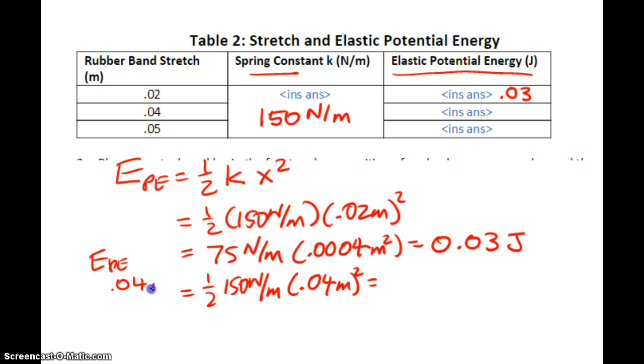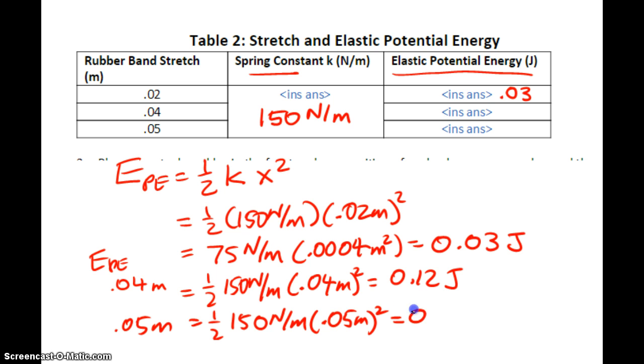Now for 4 centimeters, that's the same as 0.04 meters. I multiply this out and I get 0.12 joules. And for 5 centimeters, likewise, I get 0.1875. I'm going to round that to 2 decimal places. 0.19 joules. I'll fill that in the table. 0.12 joules, 0.19 joules. These would be pretty reasonable values. You probably see something fairly close to these, anywhere from maybe 0.02 to maybe 0.2, depending on your spring.